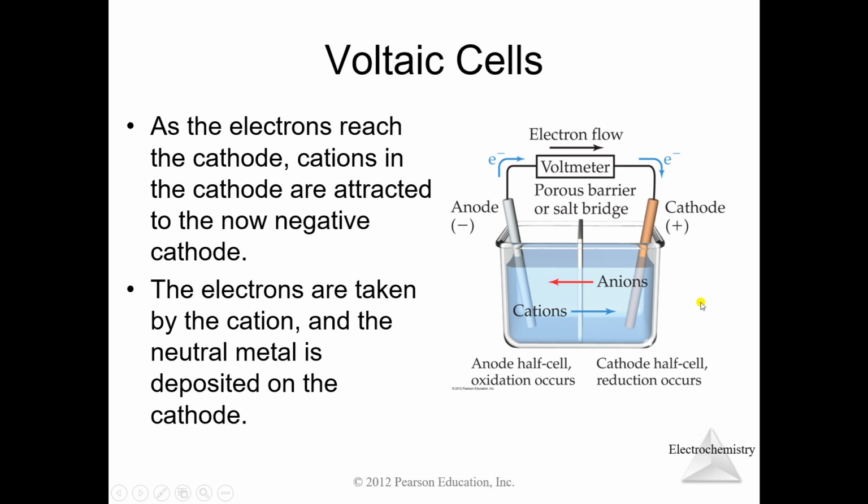So with the voltaic cells or galvanic cells, we talked about the anode, which is the oxidized or oxidation side, and the cathode, which is the reduction side, where we have a metal in an aqueous solution separated by either a salt bridge or porous barrier. And we have the metal here with an aqueous solution.